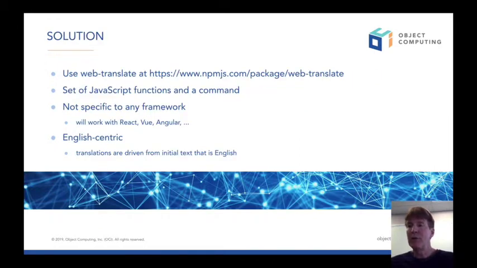So I wrote my own open source library called Web Translate. It is available in NPM at the URL on the screen. It provides a set of JavaScript functions and one command that is used to generate the translations. Web Translate is not specific to any web framework. It can be used with React, Vue, Angular, and any other web framework. Initial text must be specified in English. Translations for other languages are generated from that.